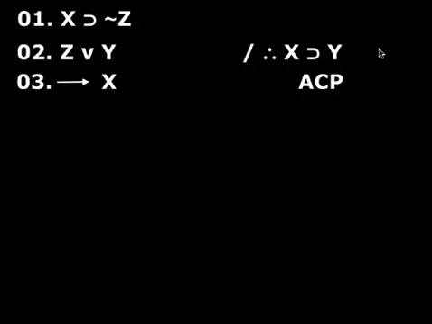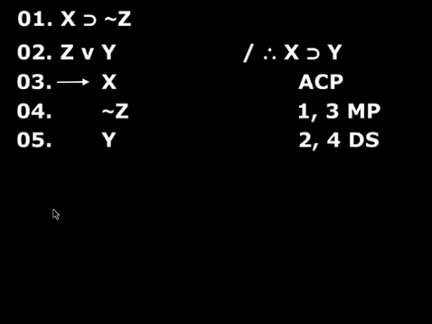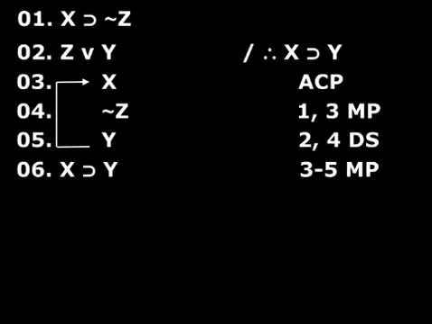I have x, so by modus ponens up here on 3 and 1, I can get not z. I have not z, the negation of one of these disjuncts, so I can get the other disjunct by disjunctive syllogism on 2 and 4. Well, now I've derived the consequent of the conditional I want, so I'm going to close my subproof. The next line has to be a conditional whose antecedent is my ACP and whose consequent is the last line. So the antecedent is x, that was my ACP. The consequent is y, because y was the last line of my subproof.